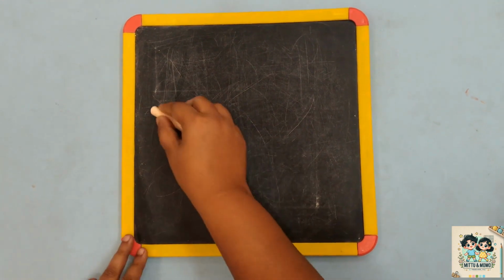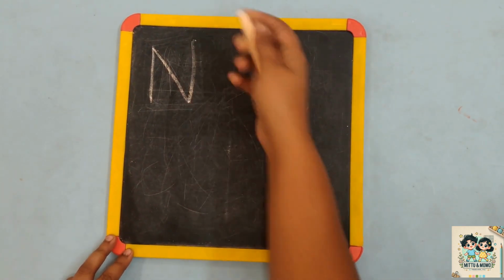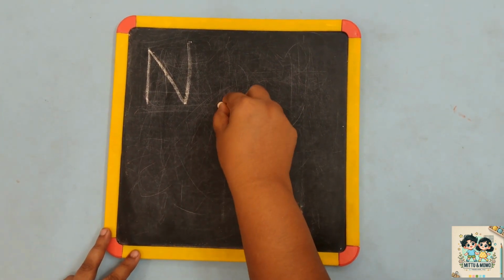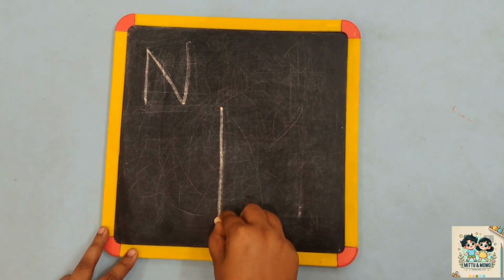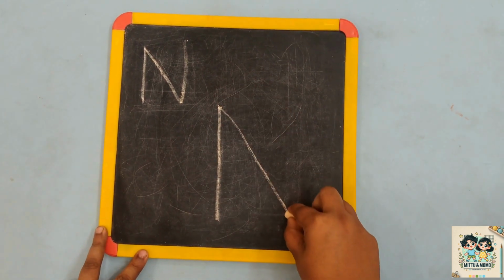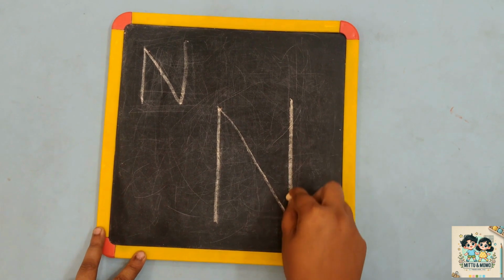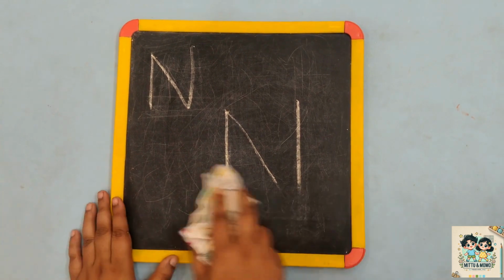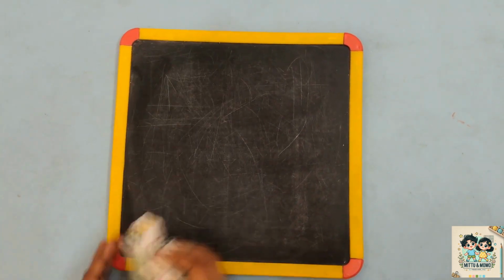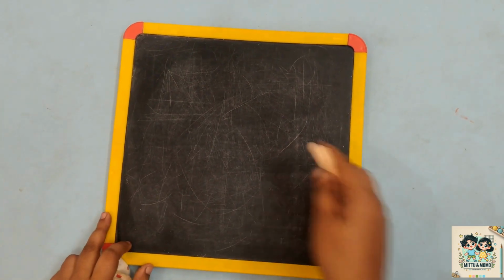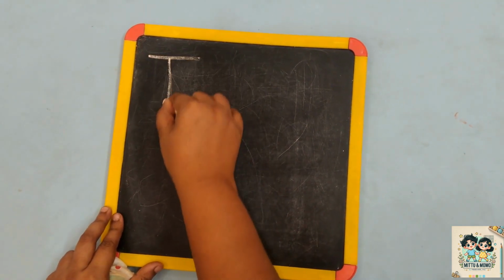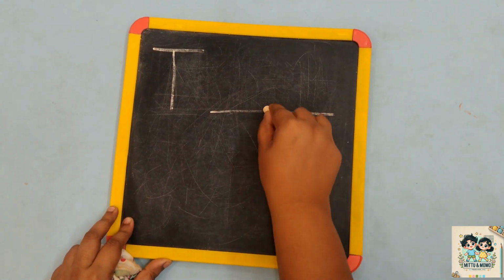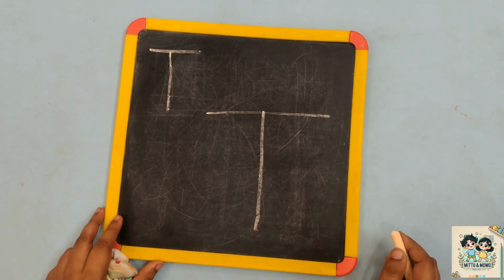Next, the letter N. So now we write letter N. This is a standing line, one left slanted line, and one more standing line, which is letter N. And the next letter is T. Now let's see how we can do this. One sleeping line and one standing line. This is letter T.